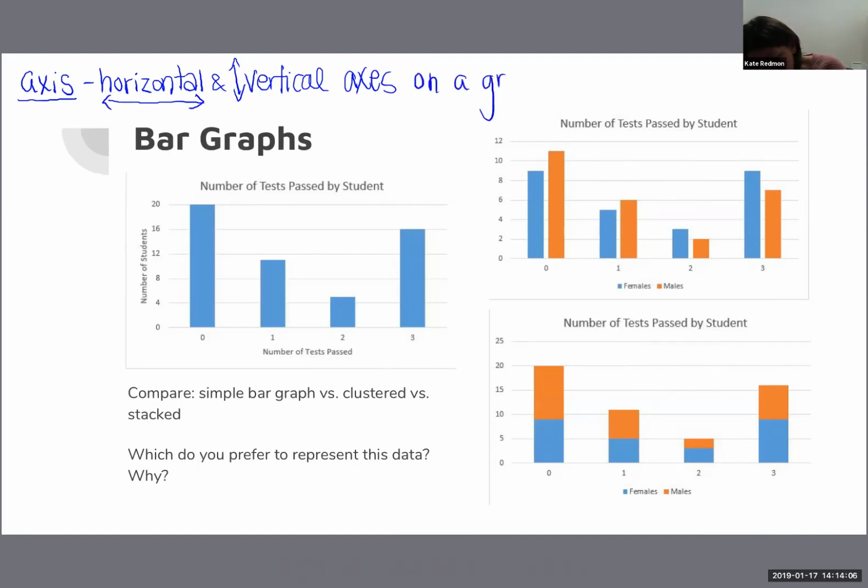And basically, at their most simple, they're used to compare two different things. So, for example, let's look at this first graph, the one that's only blue. We can read this horizontal axis tells me the number of tests passed. So there's my numbers, 0, 1, 2, or 3. And then my vertical axis, the one going up and down, tells me the number of students. And we can see that it goes from 0 to 20. So I can see from this graph, the number of students who passed 0 tests was 20.